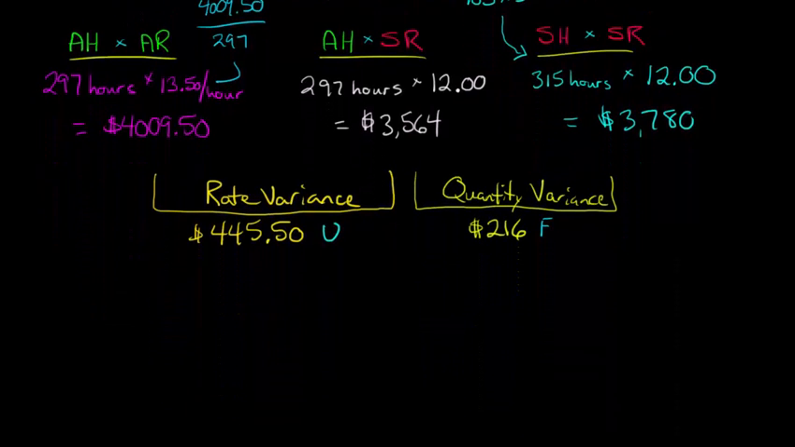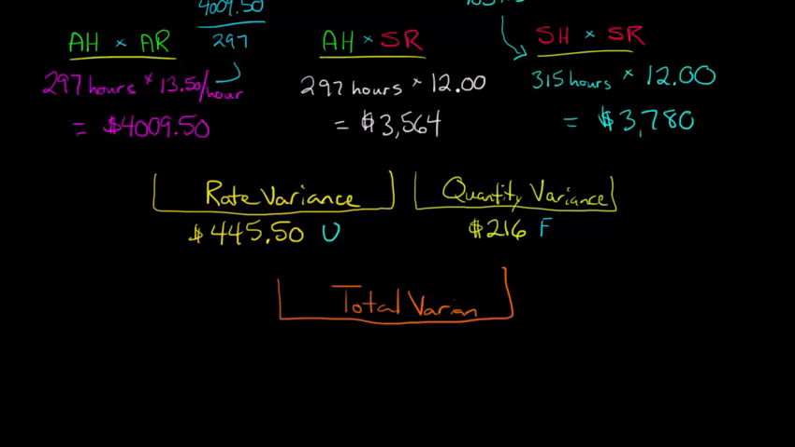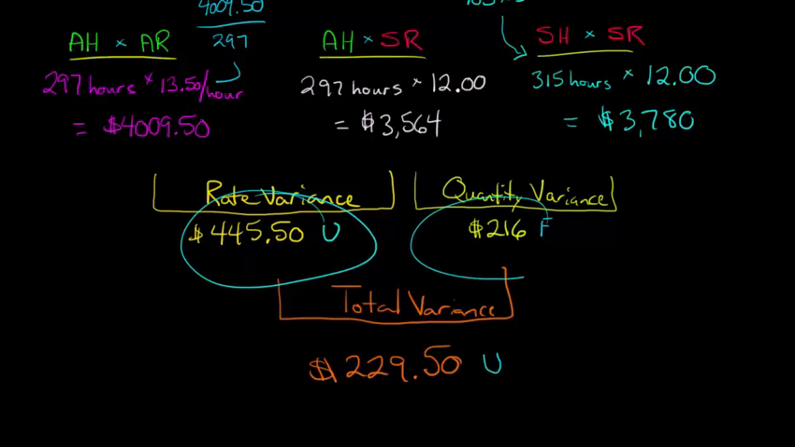So now we can go ahead and compute a total variance. So I'll just write that down here. That's our total variance, and our total variance is going to be $229.50 unfavorable, right? And that doesn't look like a U. Okay, let me go back to blue for our variance indicator. So it's unfavorable. And why is that? Well, we've got a $445.50 unfavorable rate variance, but then that's reduced by this $216 favorable quantity variance, right? We're basically just netting them together. That's all we're doing: treat the 445.50 like a negative number and the 216 like a positive number, and then you net them together, and you end up with this net $229.50 unfavorable total variance.